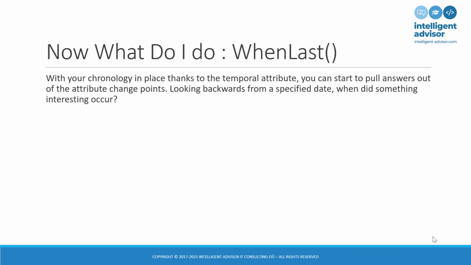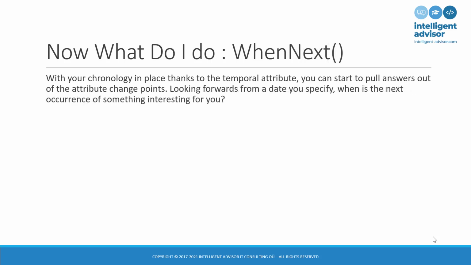When last looks backwards. So if you say, when last, 2021, 1st of January, it will rewind your chronology looking backwards through time, looking for something interesting that you've specified. When next, exactly the same concept. You give it a date, so you maybe give it the earliest date. You say, the earliest date in my chronology is the 1st of January 1990. Go forward from that date and find something interesting for me. When next and when last, therefore, are great for pulling out pieces of information that are of interest to you.